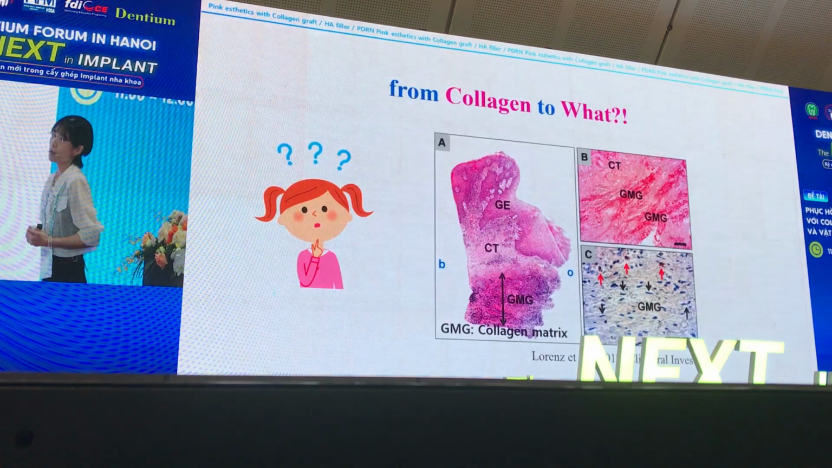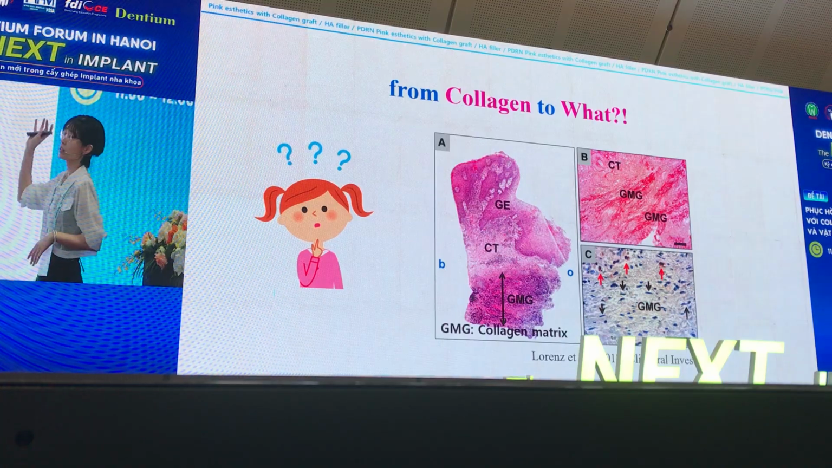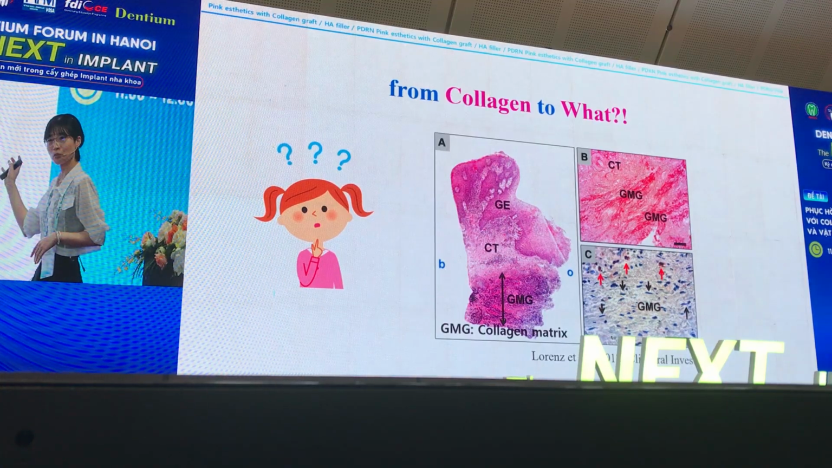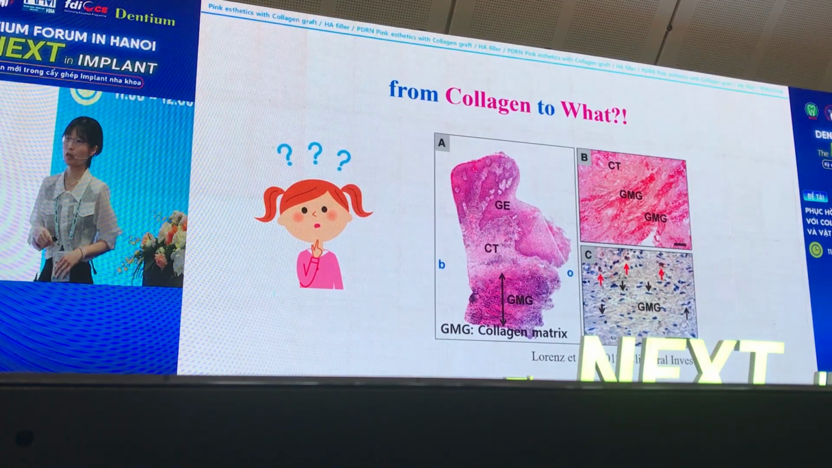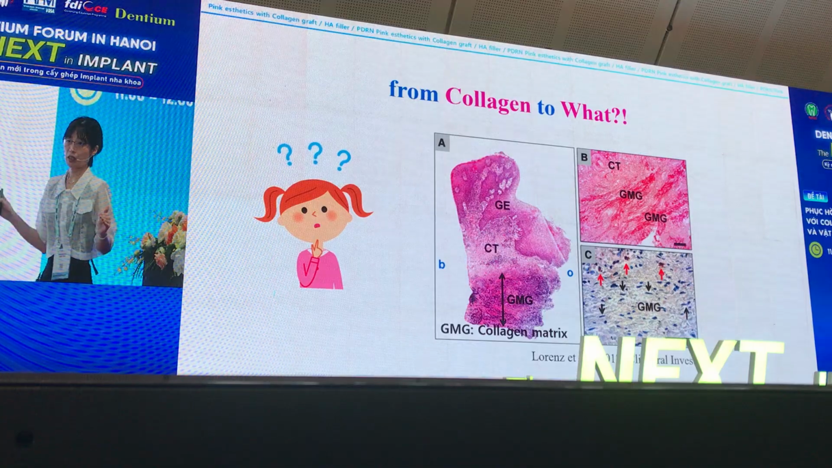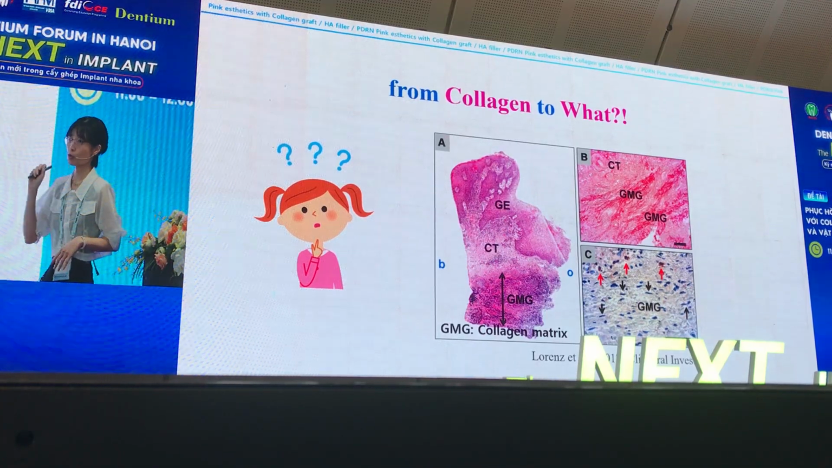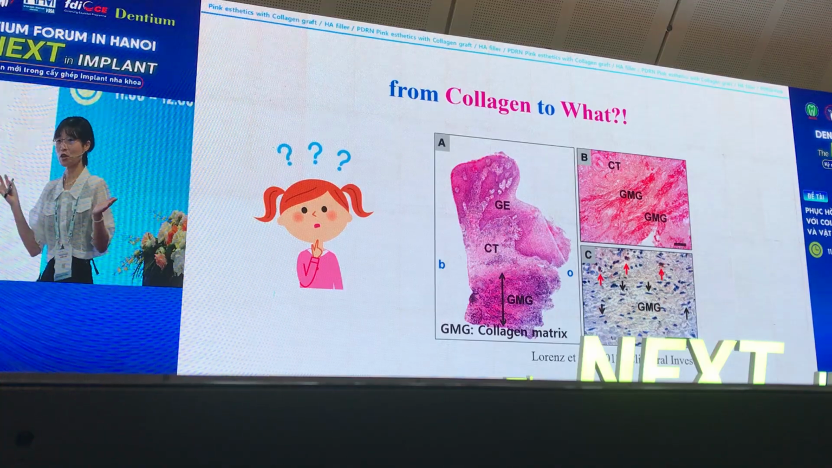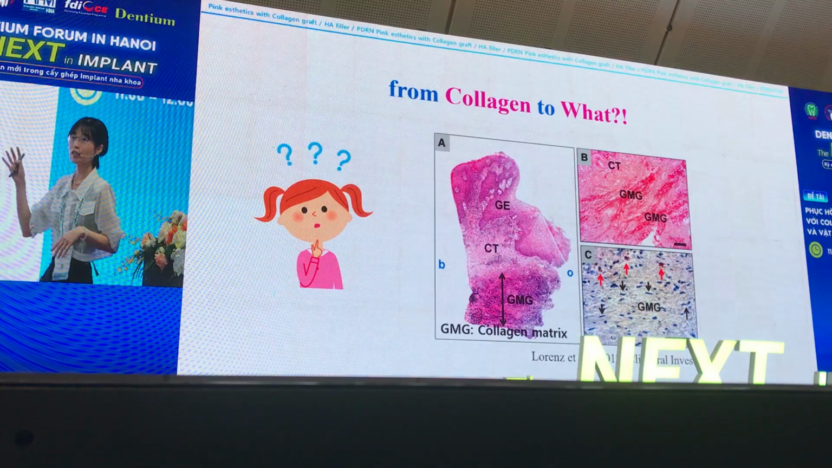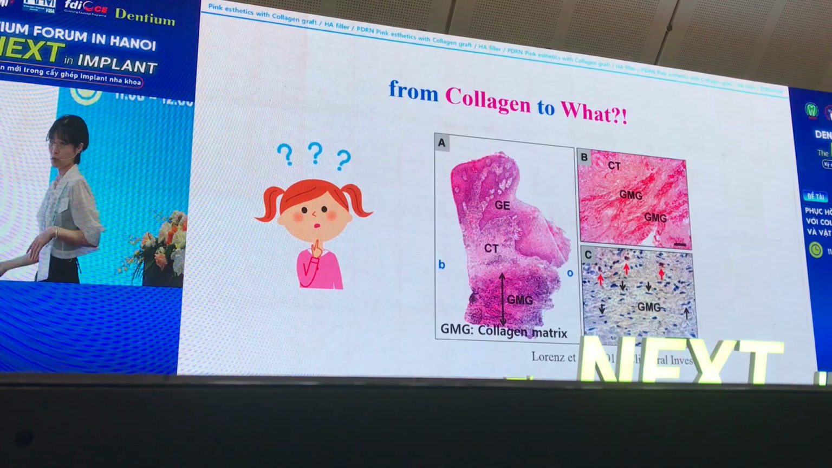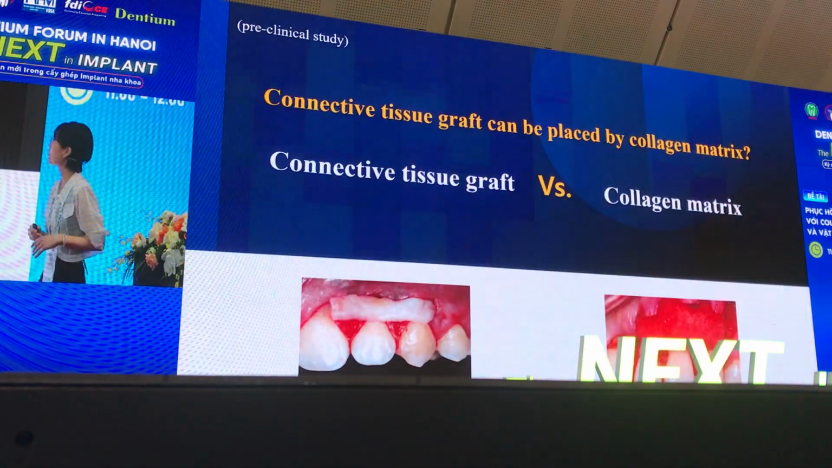So many people ask me about that. Then what does the collagen turn into? The answer is connective tissue. So we don't need to harvest a connective tissue graft. Why? Because the inserted collagen graft tube can change into connective tissue. So don't touch the collagen anymore for the PDM.